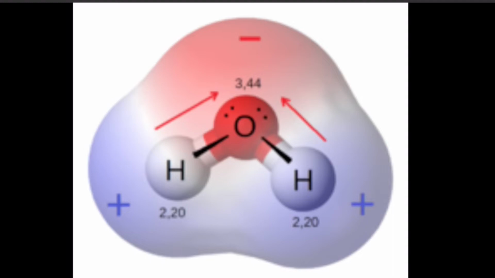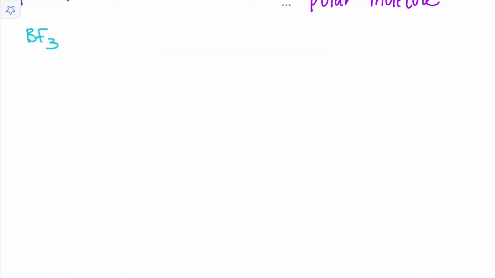Here's a picture showing this as a space filling where you can see the positive at the bottom near the hydrogens and the negative at the top. And so the overall polar moment vector goes straight from the bottom in between the two hydrogens up to the top. Let's look at our last one here, boron trifluoride, BF3.